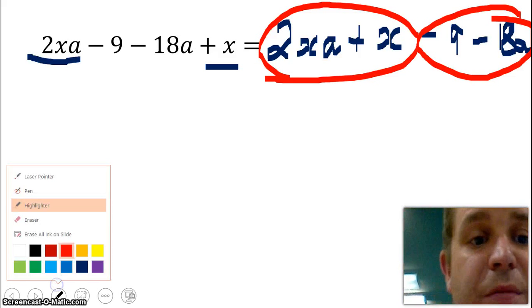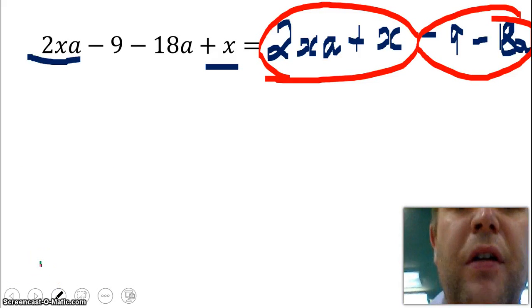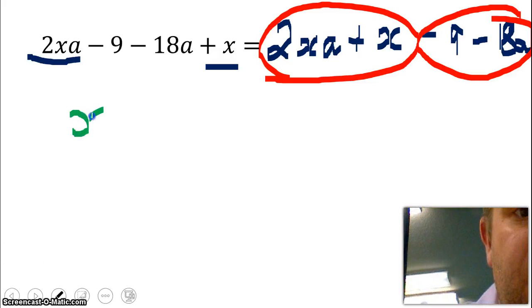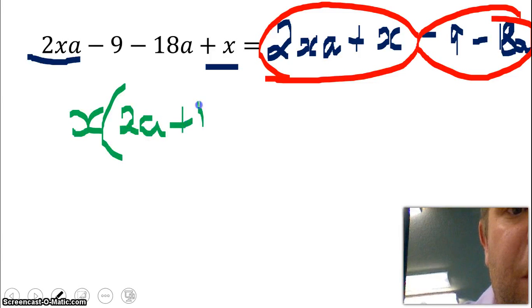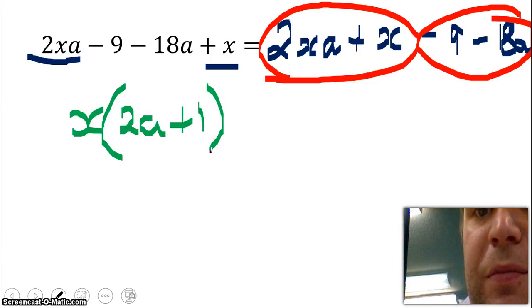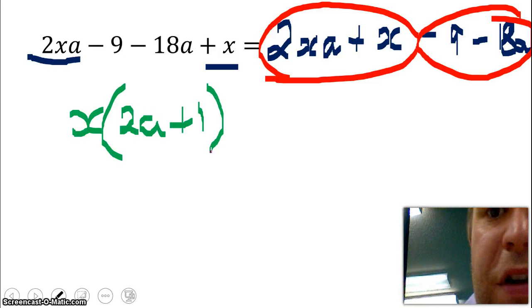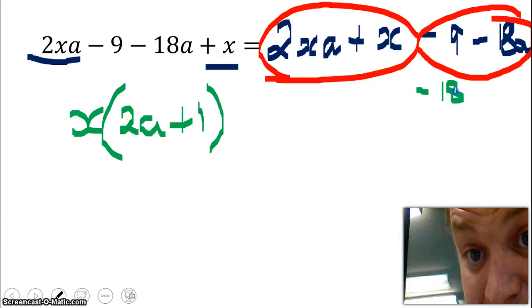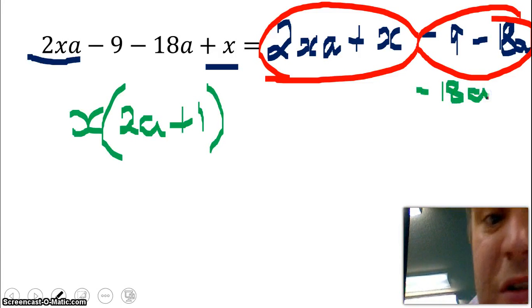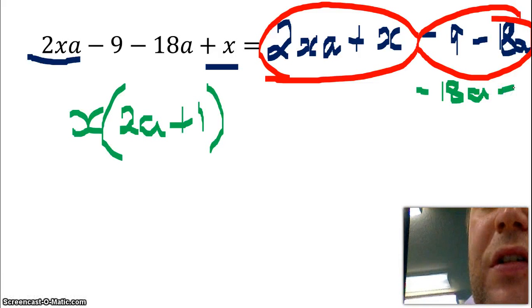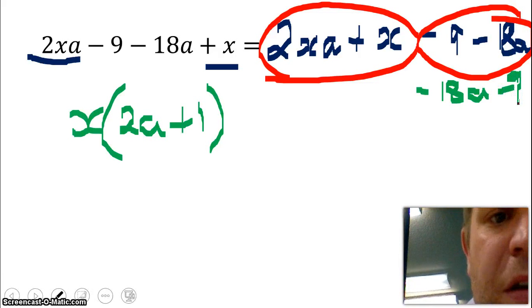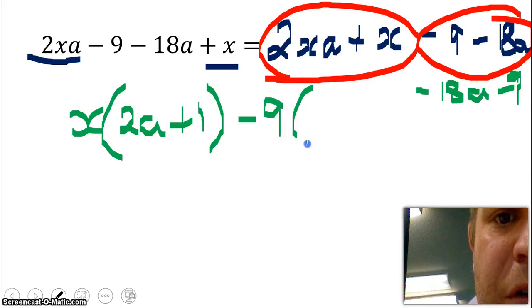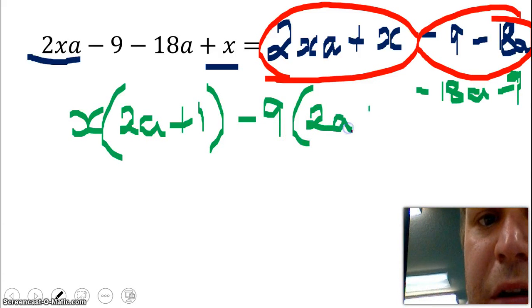So now that I've rearranged my equation, I can pick out my common factor. My common factor for the first part is x, and I've got 2a plus 1 once I've pulled that out. For the second one, I'm going to rearrange that part again. I'm going to put the 18 first. Not that it really matters what order it's in, but it just makes my life easier eventually. Minus 9. So my common factor in that one is minus 9, and I've got 2a plus 1.